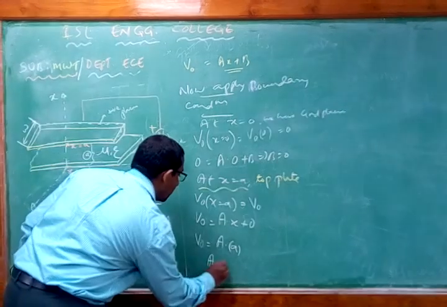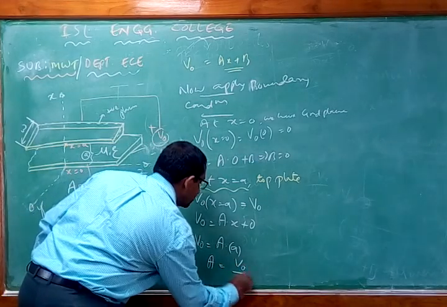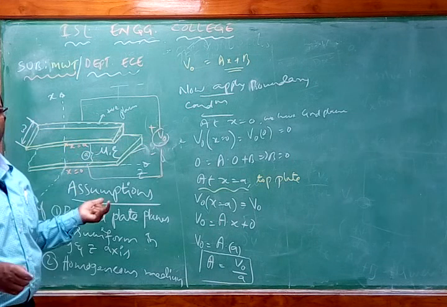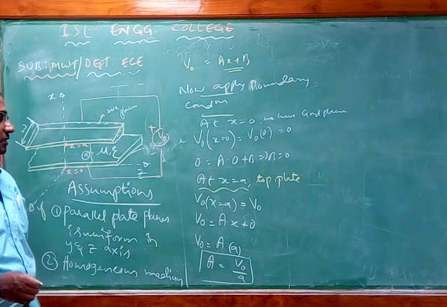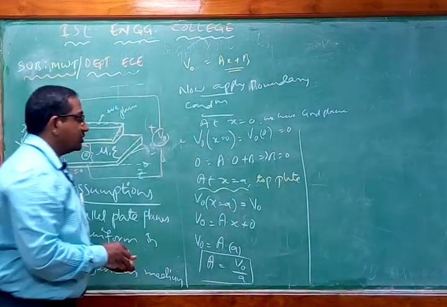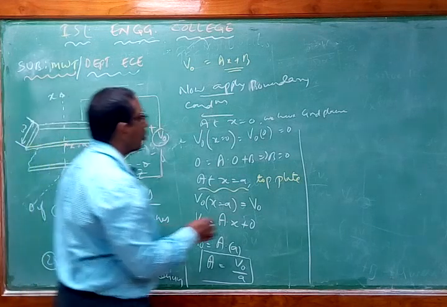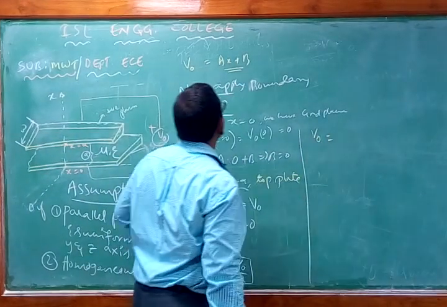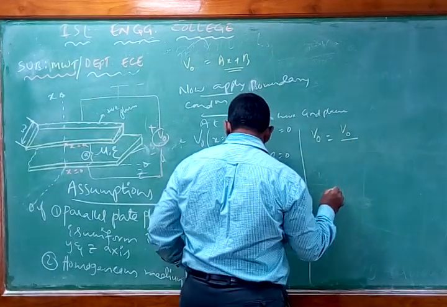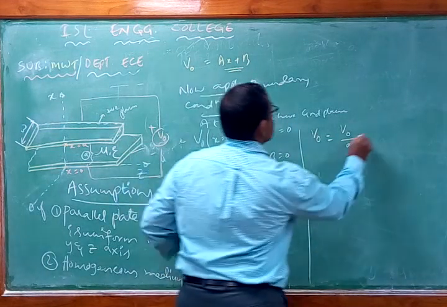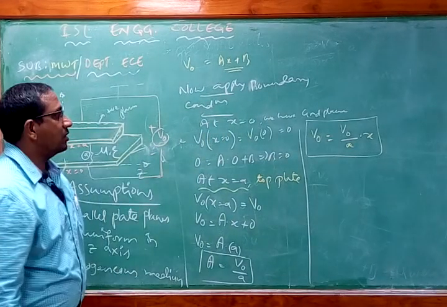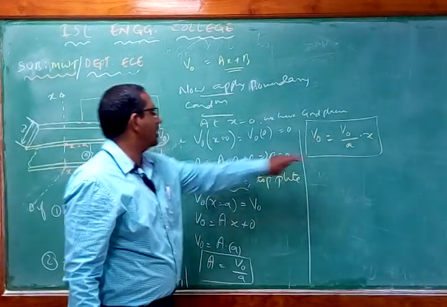Now by this we can find out A. A is equal to V naught by small a. If you replace small a with d, which is the distance between two plates, you can write that as the distance between two plates also. This is the equation we normally get. Once we get this equation, let us write the overall equation. V naught is equal to what? A is nothing but V naught by a, into x plus 0. This is the potential equation between these two parallel plates.